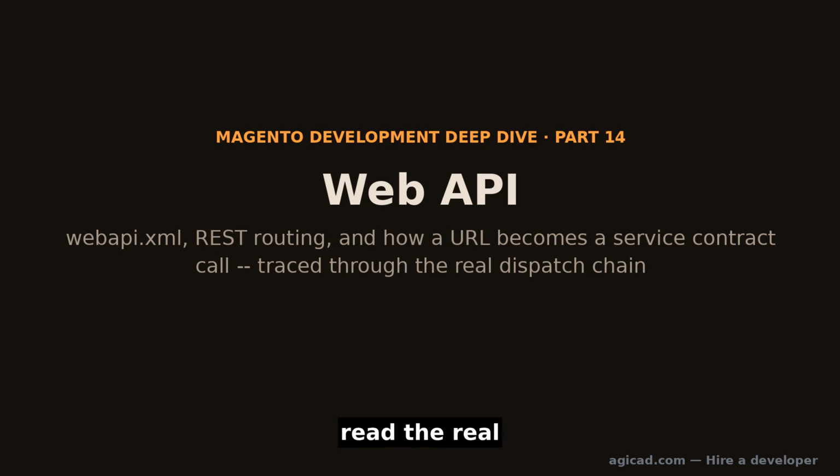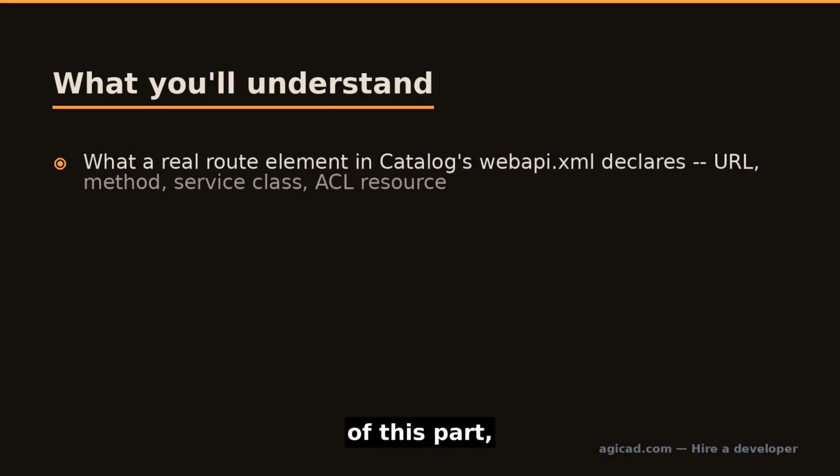We will read the real route declarations catalog ships, the real front controller, the real router and route matcher, the real permission check, and the real line of code that finally invokes the service, all with ground truth line numbers from a local checkout of the 2.4.9 tag. By the end of this part, 5 things should click.